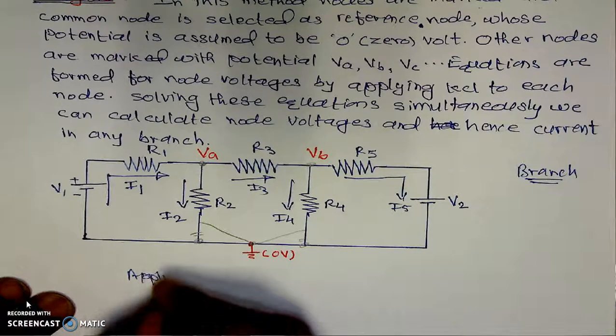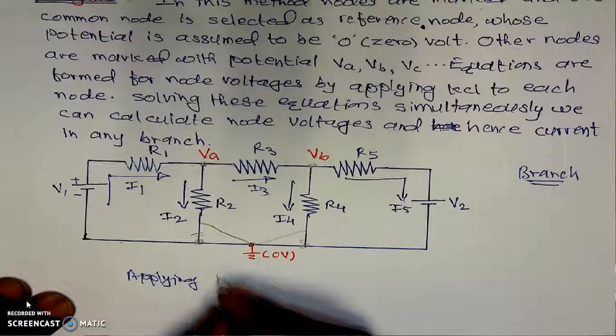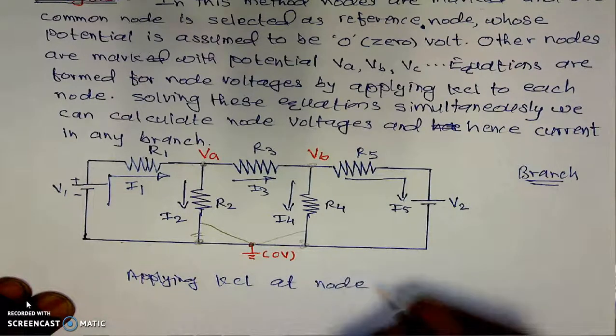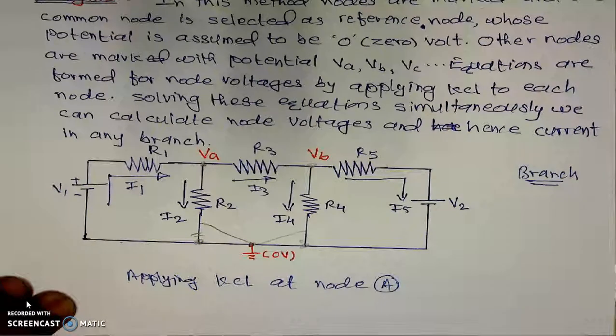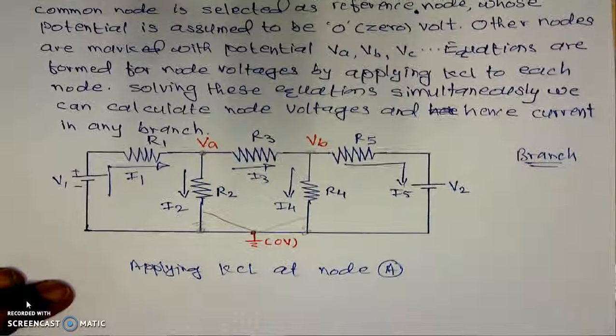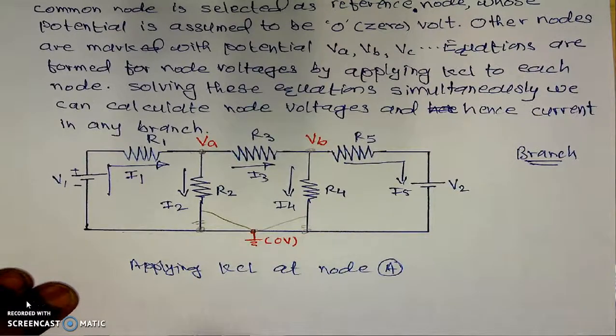Applying KCL at node A, what is the KCL? Incoming currents is equal to outgoing currents. Now here in this case, what is the incoming current?